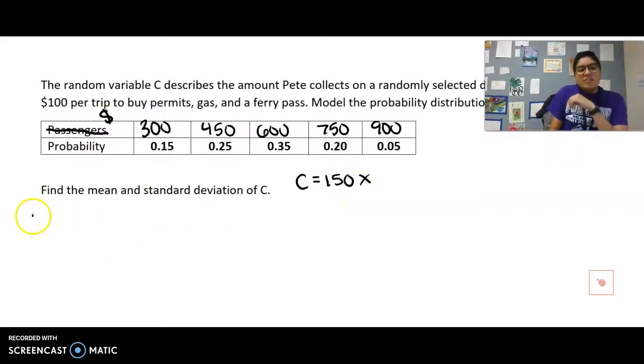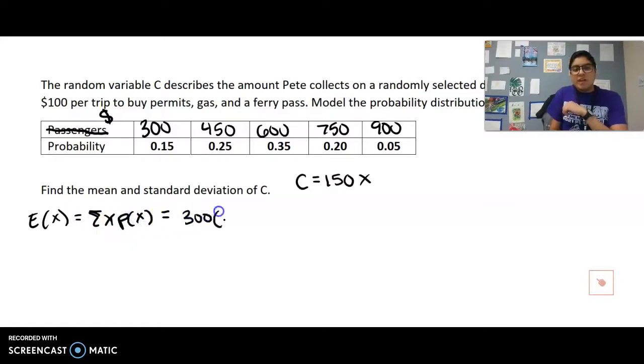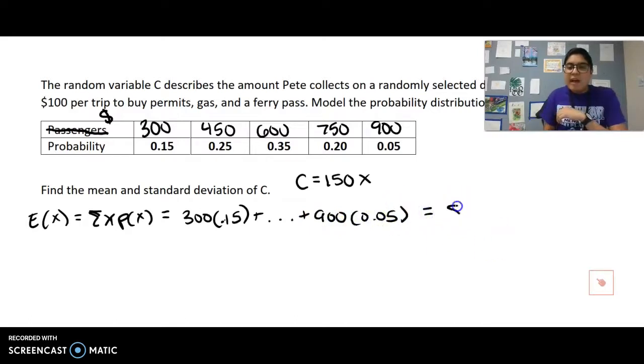So maybe I don't understand that from the get-go. So let me just find the expectation. And again, I do so by taking each observation and multiplying it by its probability. So I'll do 300 times 0.15. And I'm going to add it all the way up to 900 and 0.05. And if I were to do this time and time again, my mean of C, mu of C, would be about $562.50. And I'm actually going to change this here because I said the expectation of X, but this is no longer X, this is C. So this is the mu, or the expectation of C.